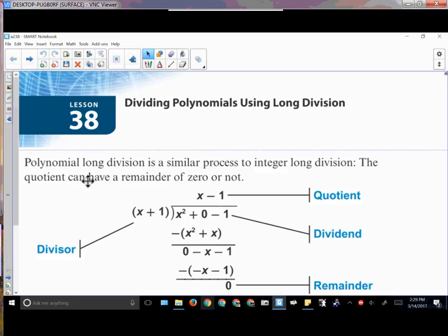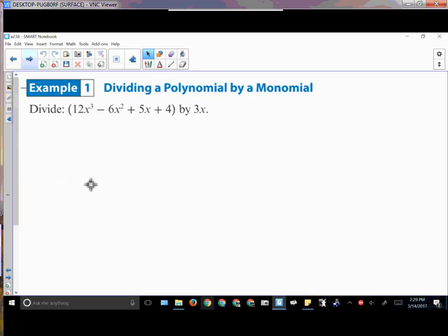So, dividing polynomials using long division. This is so much fun. I just can't contain myself at how much fun this is. Now, hey, this is actually very simple. Once you see what the process is, perfectly fine.